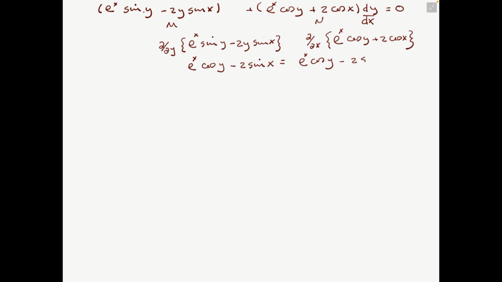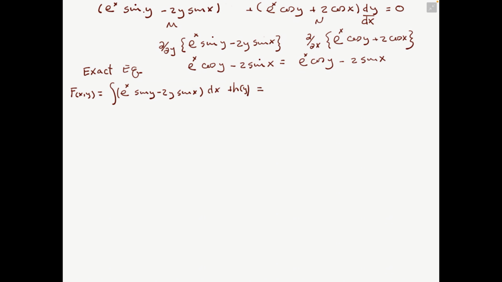So d dy, we have e to the x cosine y minus 2 sine x. Is that equal to this? Let's see. D dx is e to the x cos y. So far, so good. Minus 2 sine x. So we have an exact equation, and we have a solution for that.